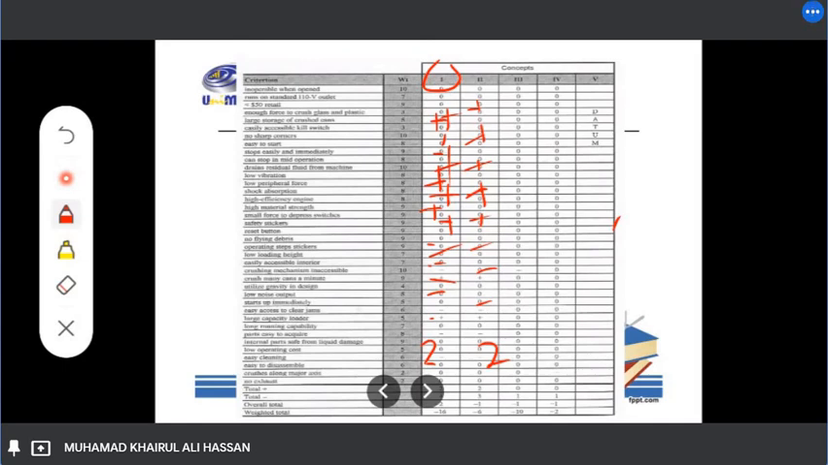Maksudnya dia ada positif punya function compared to the reference. That's why we put positive ataupun negative. Negative tu maksudnya dia punya function ataupun dia punya ni adalah lower than yang ada sekarang, reference. That's why we put negative. If 0, that means it's similar with the reference. Same. That's why 0.